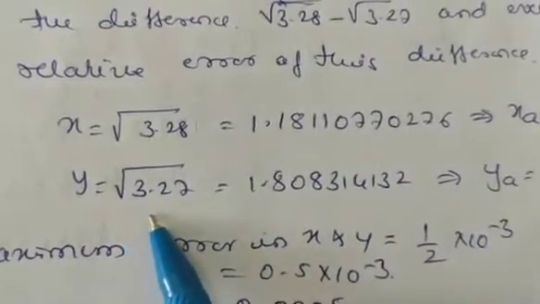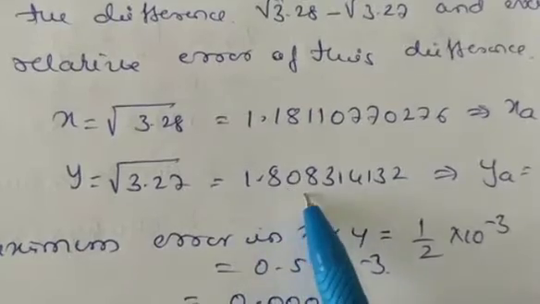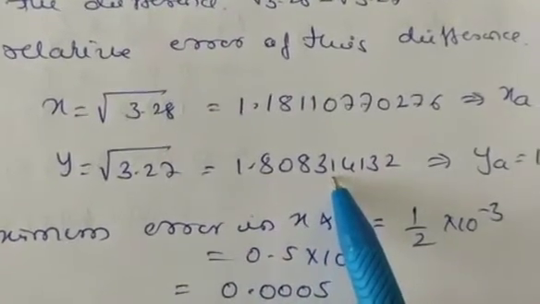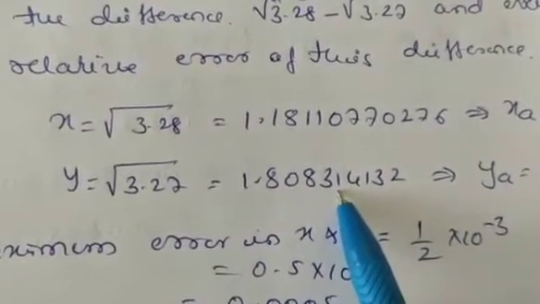So y is equal to square root of 3.27, which is equal to 1.8083. Again, after 3 we have 1. If this is less than 5, we can neglect it directly and keep it as it is.